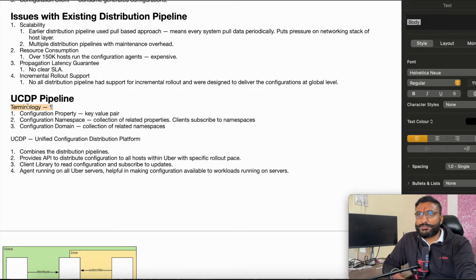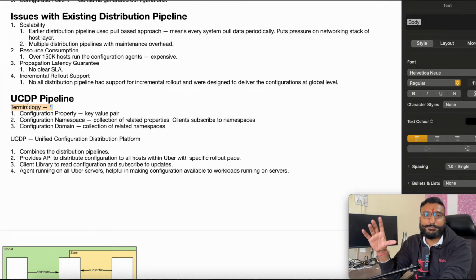Okay, so whenever you ask for a configuration, you define that this configuration is present in this namespace, or you can pull out the entire namespace and then check out the details of all the configurations which are present in that namespace. One entity higher: you have a property, or a combination of properties, then you have a namespace, and then a combination of namespaces gives you a domain. So all the related namespaces are defined in a single domain.